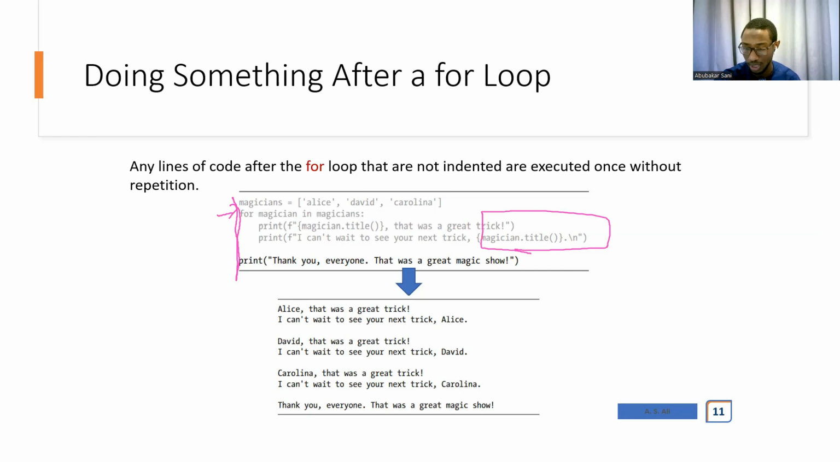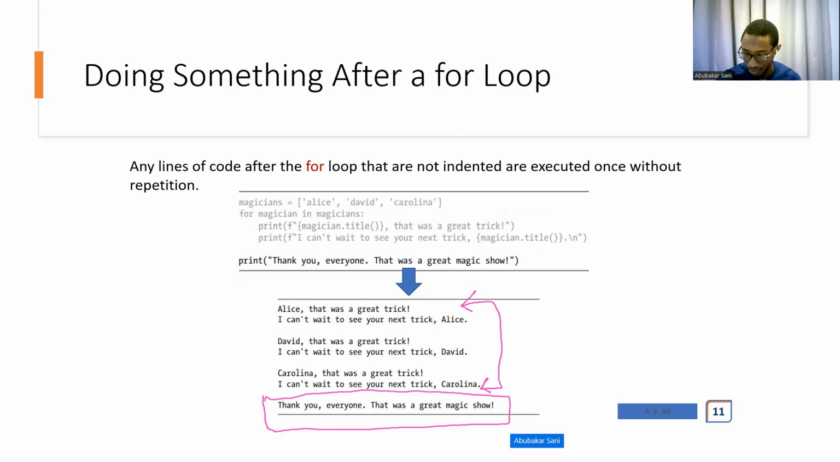This last one is going to be executed after all this looping has been completed, after we have exhausted all magicians. So look at this. When we say for magician in magicians, like what we had in the previous slide, we greet all of them, we give them notes, and now we want to conclude and say thank you everyone. That was a great magic show. So you can see this one is repeated only once, and it was repeated after these three. Okay, after these ones that are inside the loop are finished. So you don't expect to see this after every one of them. Don't expect that to happen. It will not happen because this one is executed outside the loop.